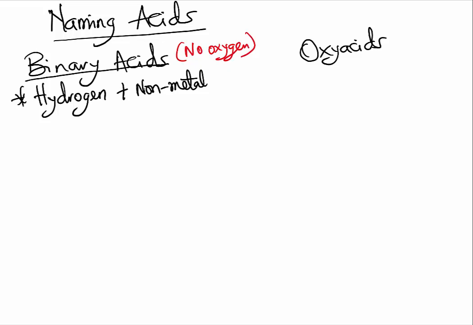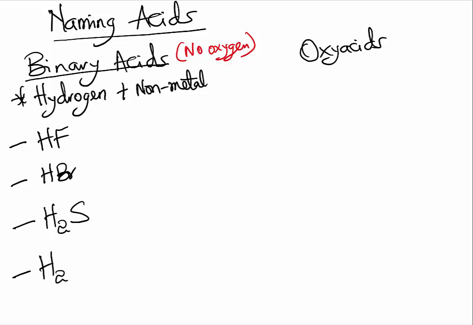Let us take a look at some examples of binary acids. HF, HBr, H2S, H2Te. All of these are binary acids. As you can see, only two elements are involved and there is no oxygen. Naming them is very straightforward, but let me quickly mention something here.